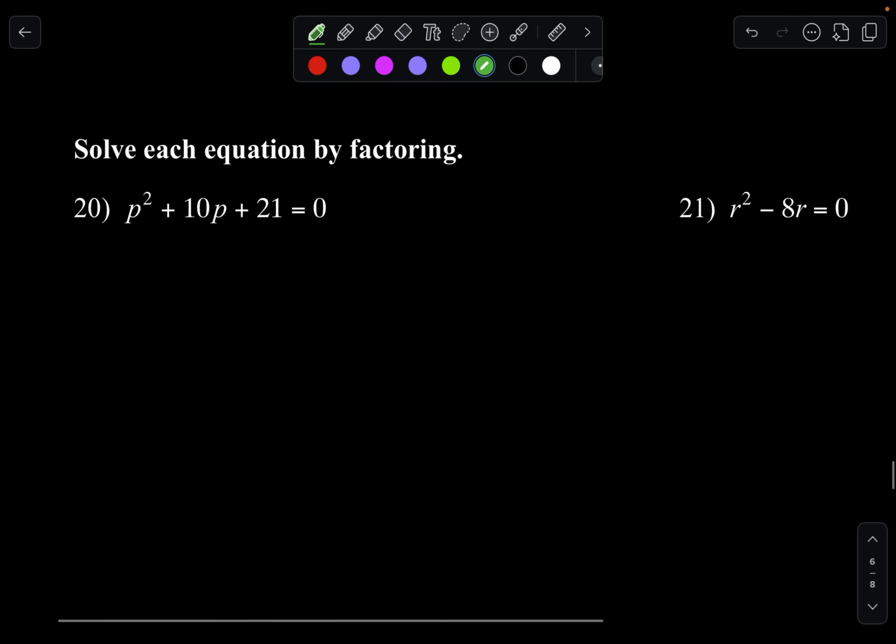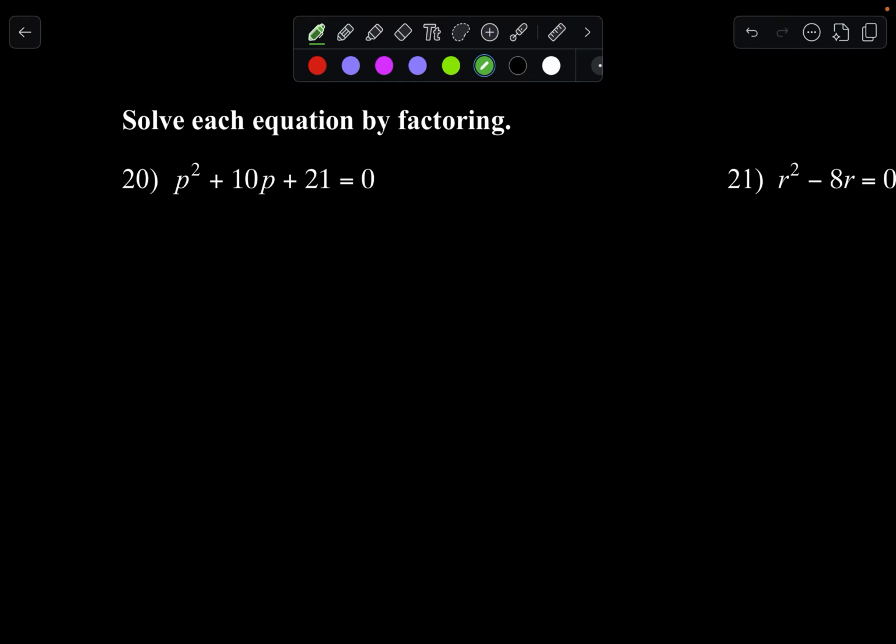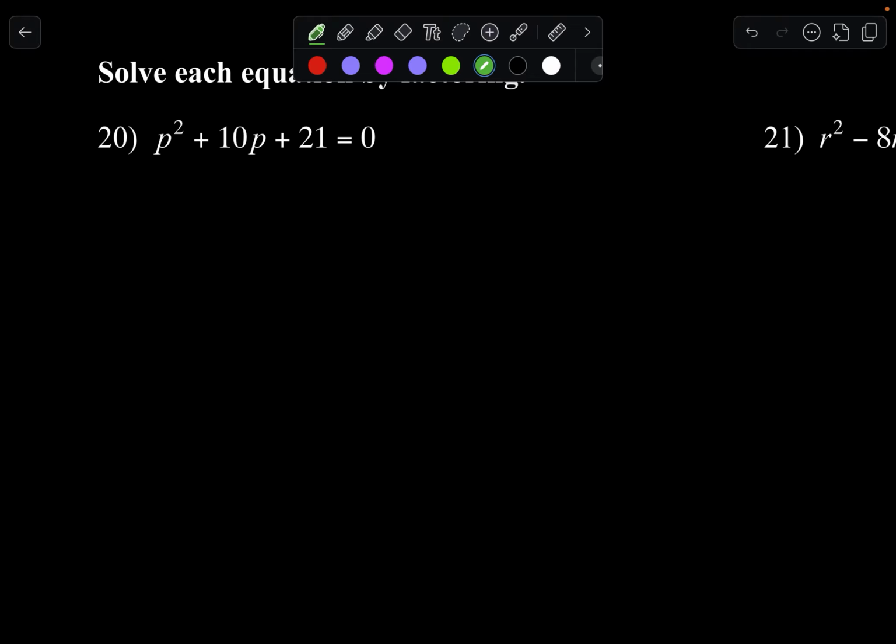Solve each equation by factoring. So this is all about the old F word of factoring. We look for product sums. GCF it if we can. So on this one, we can't because there's nothing common besides 1. Then we look for product sums. So I'm looking for two numbers that multiply to 21, this back number, and add up to the middle number of 10.